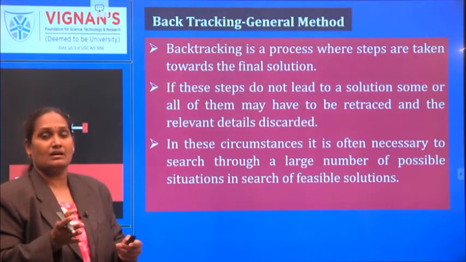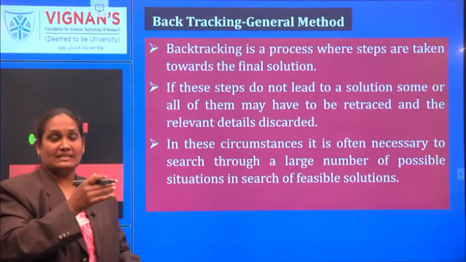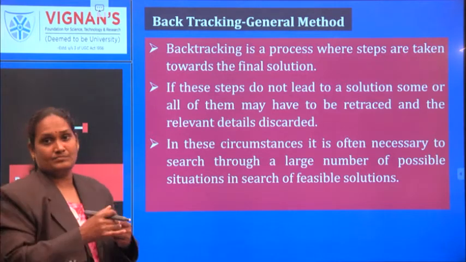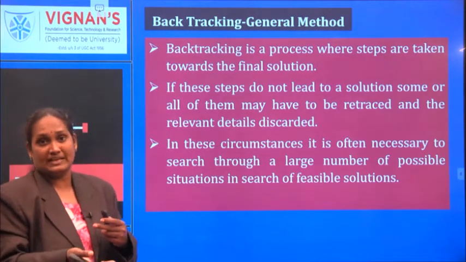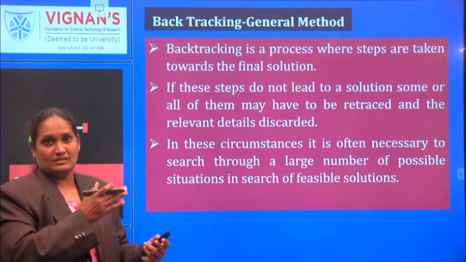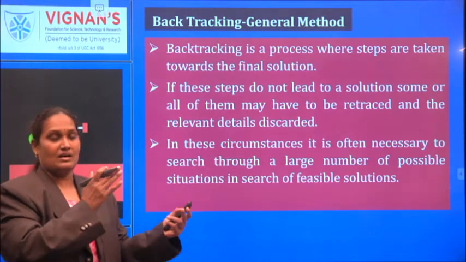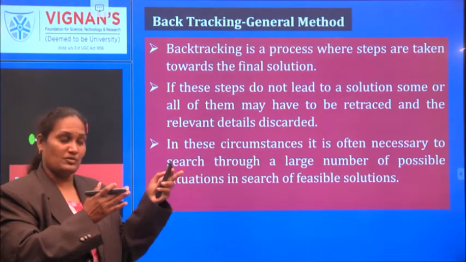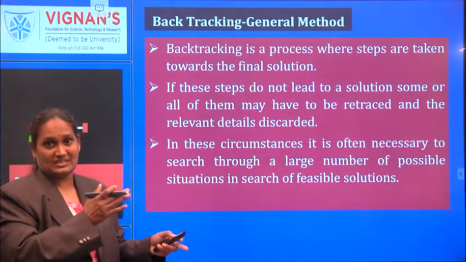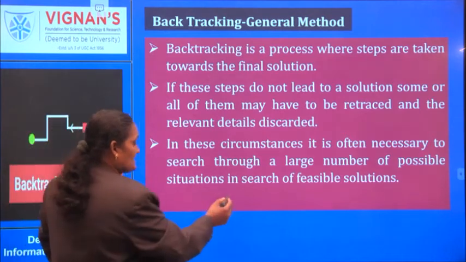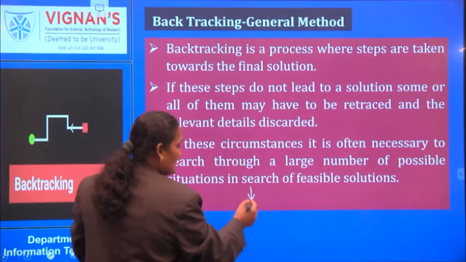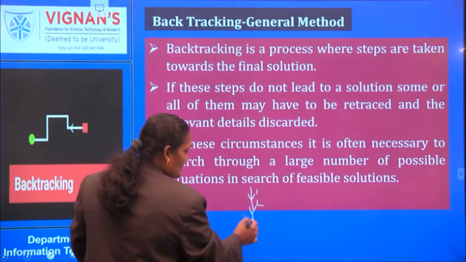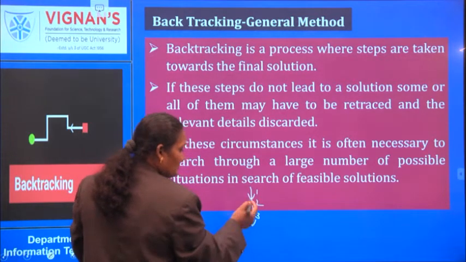That is nothing but all are to be backtracked. That is, we are neglecting all those steps that we have taken. We are discarding all the steps that we have taken. We are moving backwards, either to the first step, or the second step, or the third step. For example, the first step I take, I get some solution. Here second step I move, I get some solution. I move to the third step.